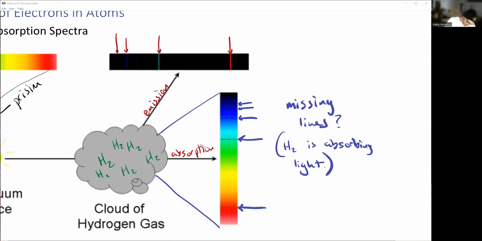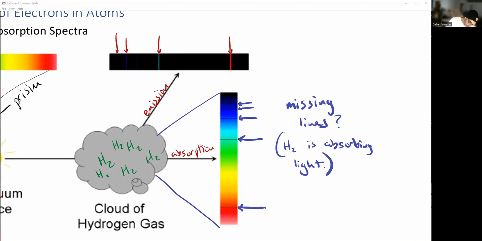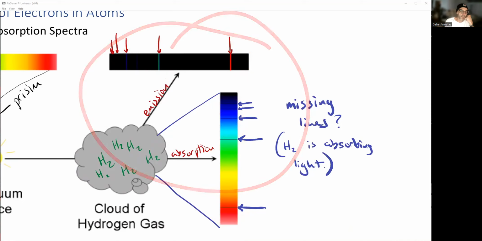So every single line here, this red shows up here. This little green blue color shows up here. This bluish color shows up here. This purple shows up here. There's one more right there. So we see every single line reappear. We could put both of these back together and we would have the full white spectrum.